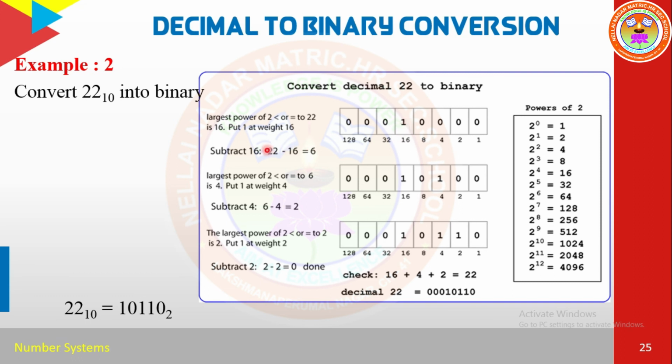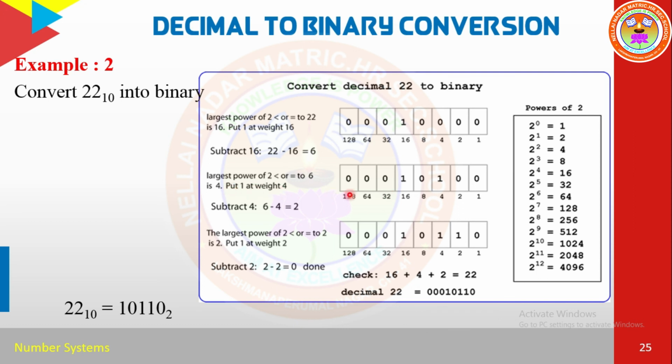Okay. Now subtract 22 minus 16. How much? The remaining value is 6. So this is the input value for the next step. So now, the largest power of 2 less than or equal to 6. That is the latest main value, right? 6. So now you can find 6 or less than 6.